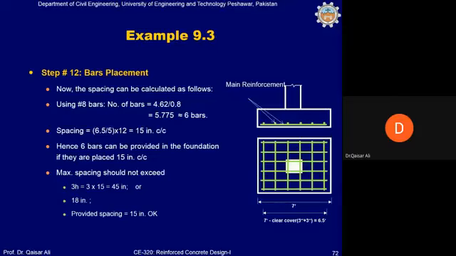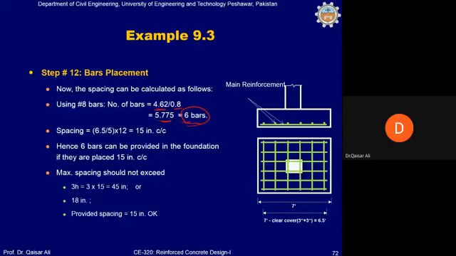Next, the placement of reinforcement. Now the bars will be placed in this. The total area of steel is 4.62, and the bar is number 8, which has an area of steel equal to 0.8. So divide by this, which will give us 5.661, but 6 bars will be needed.